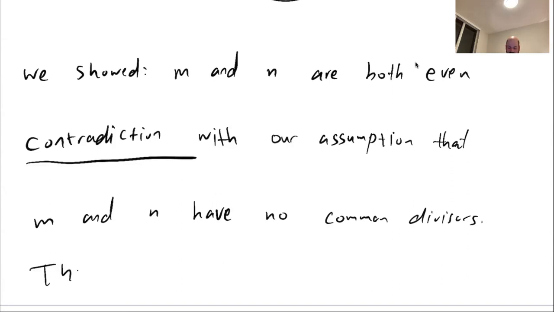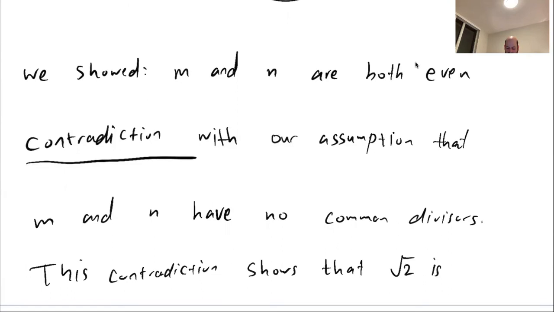So this contradiction shows that root 2 is irrational. We wanted to show that root 2 is irrational. We assumed that root 2 is rational. We reached a contradiction, and this contradiction means root 2 must be irrational.